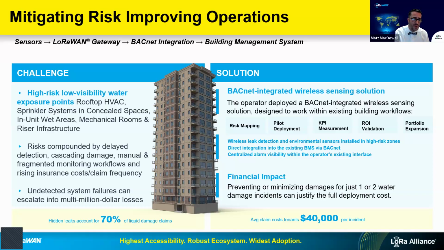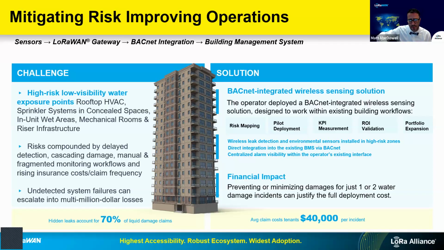So being able to go in and find the multitude of places, because you're looking at concealed spaces, sprinkler systems that can contribute to water leak damage, rooftop HVAC units, in-unit wet areas, bathrooms and sinks and utility sinks, mechanical rooms and riser infrastructure. All of these high risk areas are very challenging to monitor and measure. Like Brian had in there, that they'd have to climb 20, 30 floors to check all these different wet areas, where sensors can be continuously monitoring this.